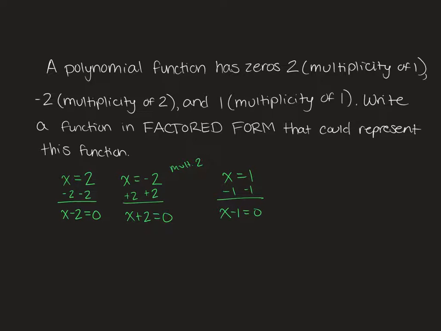Now you take the factors and multiply them all together. This is where the multiplicity comes in. So I can have x minus 2, it's a multiplicity of 1, so it only happens once. X plus 2, the multiplicity of 2, so it happens twice, that's where the squared comes from. And then x minus 1. This is my function in factored form.